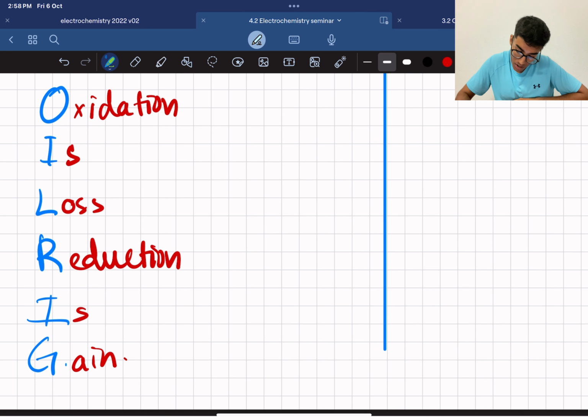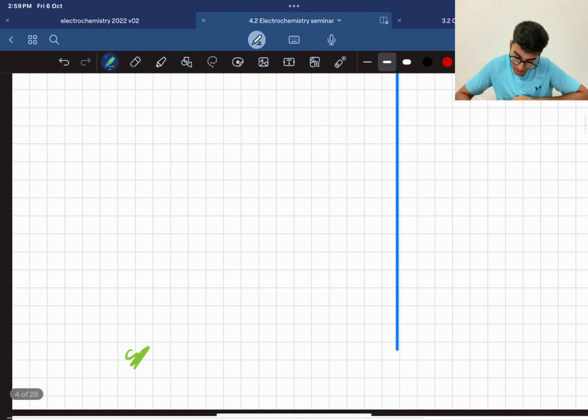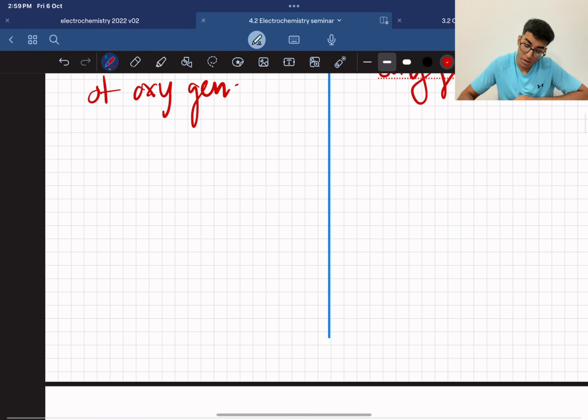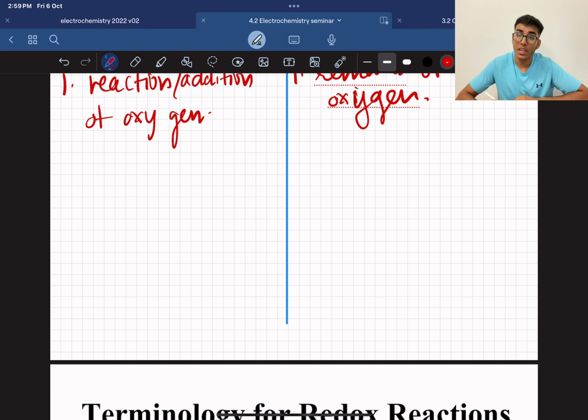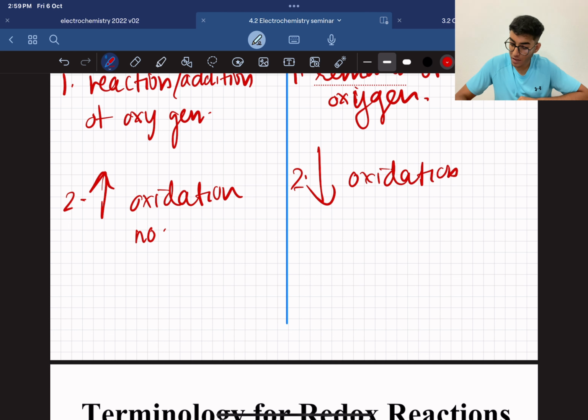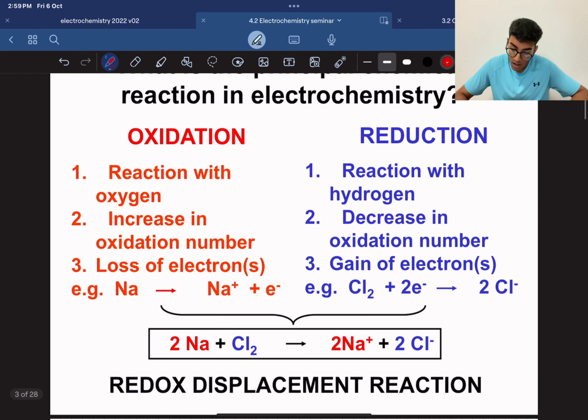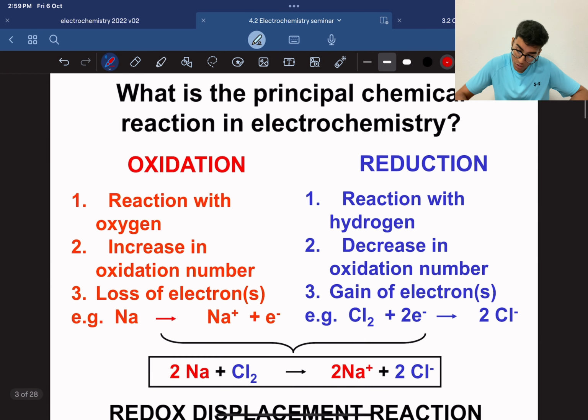Now, let's get this out of here, and let's understand the third way we can define this. The third way to define it is the increase in oxidation number for oxidation, and the decrease in oxidation number for reduction. What is oxidation number? How do we find out the oxidation states? All of these things I will explain in this lecture. So keep watching.